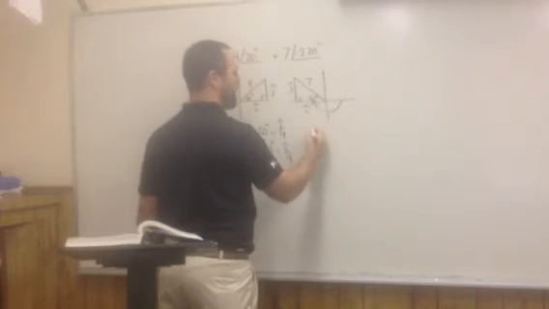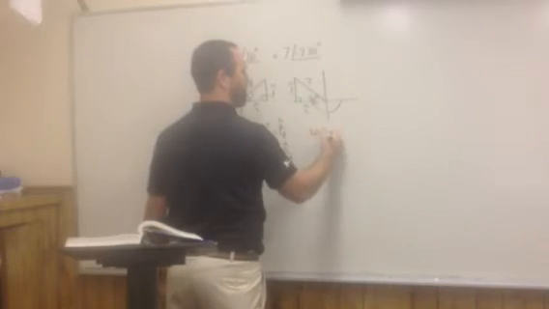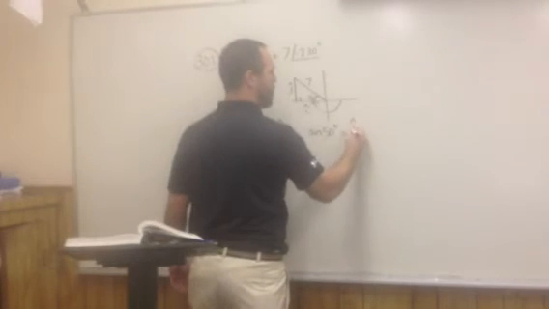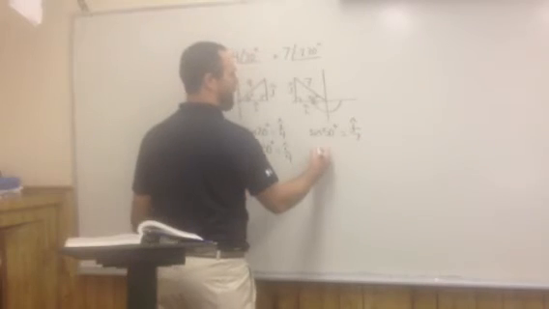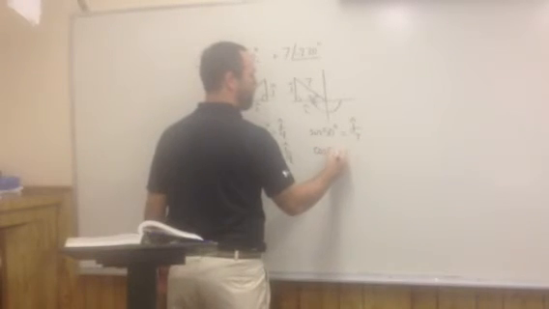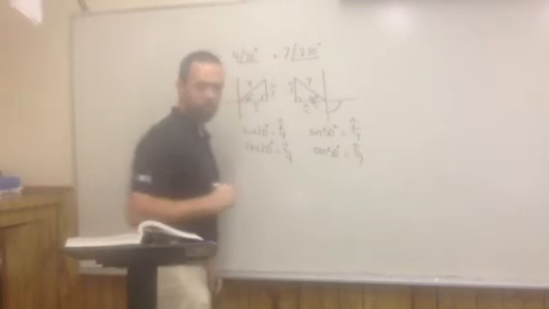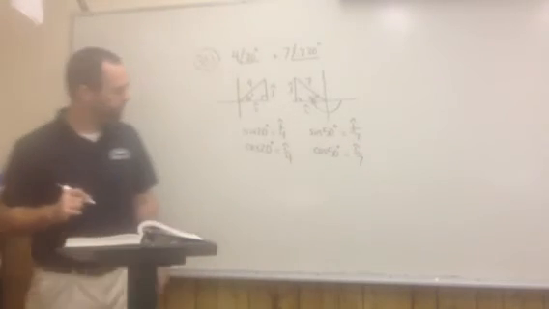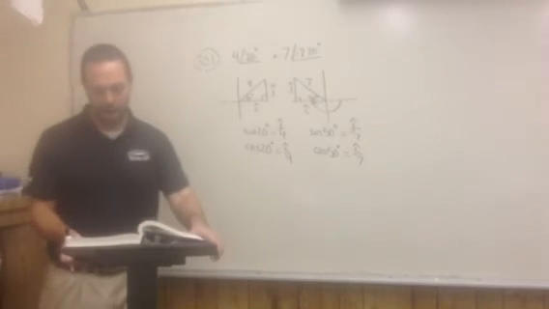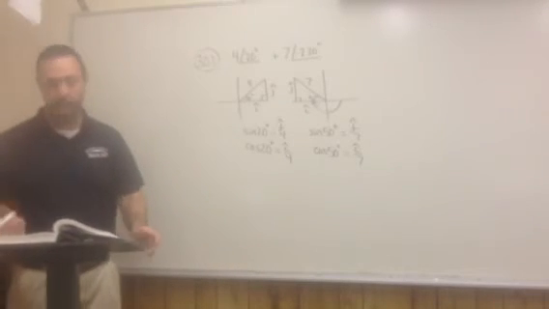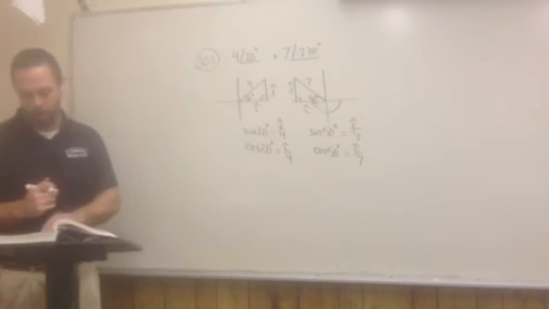So then we have the sine of 50 would be equal to j over 7, and the cosine of 50 would be equal to i over 7. Now, if you look in your book, we're going to solve for these i's and j's, and then we're just going to add the two together to find our result.